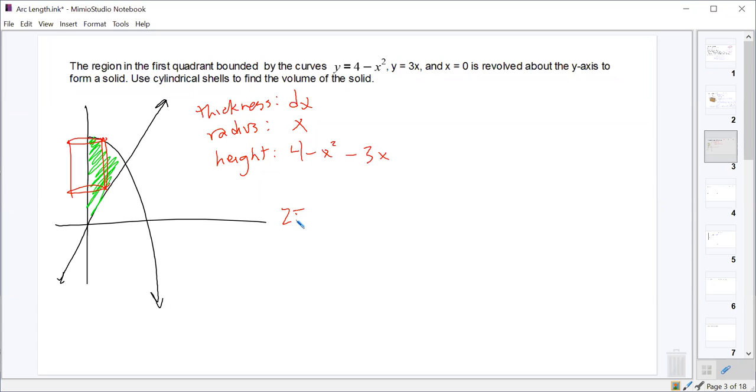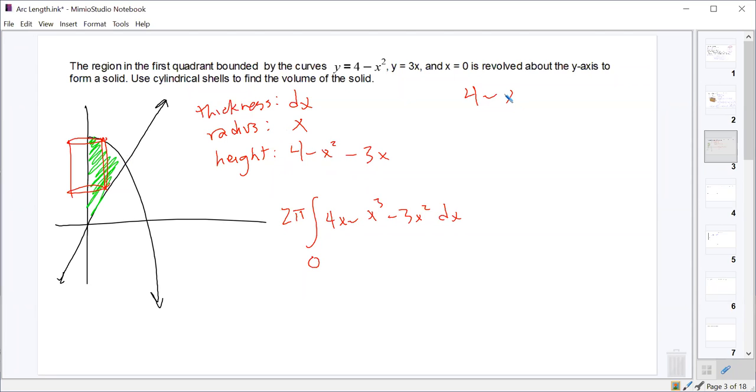So our integral should be 2 pi. And then it should be 4 minus x squared minus 3x times x, which we can distribute out right away, I think. It'd be 4x minus x cubed minus 3x squared dx. And then we have to figure out where we're integrating from in terms of x. So we know we're starting at 0, right? But we got to figure out what this intersection point is.